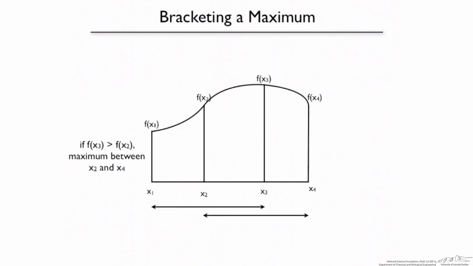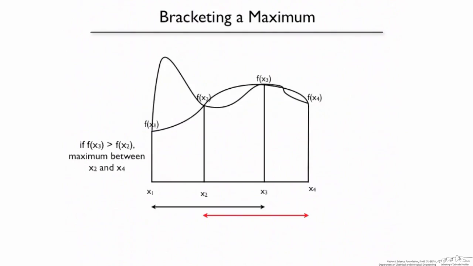So let's see what that would look like. There we've got a curve that's going in between, and certainly this is consistent with the idea that the maximum is in the second interval when f of x3 is greater than f of x2. So it certainly makes sense. The question is, does it have to be this way? Well, let's try to draw a curve that violates this.